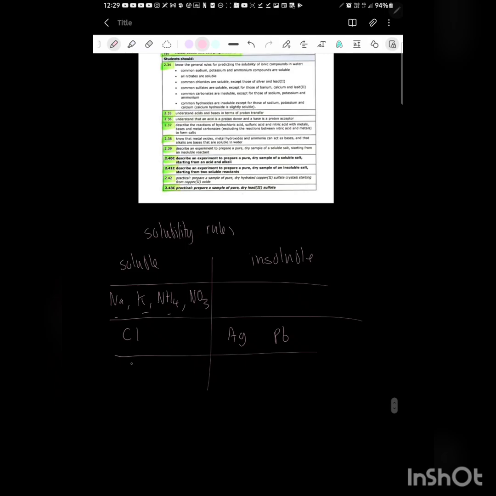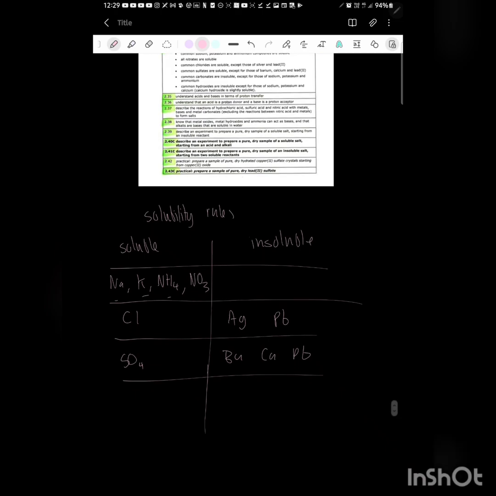And for the next one, it's similar. It's all sulfates, except for barium, calcium, and lead. You just need to memorize this again. Let's extend that column. And then you have all your carbonates, which are insoluble this time. So any carbonate is insoluble, except for sodium, potassium, and ammonium. And you just need to remember these are always soluble no matter what.